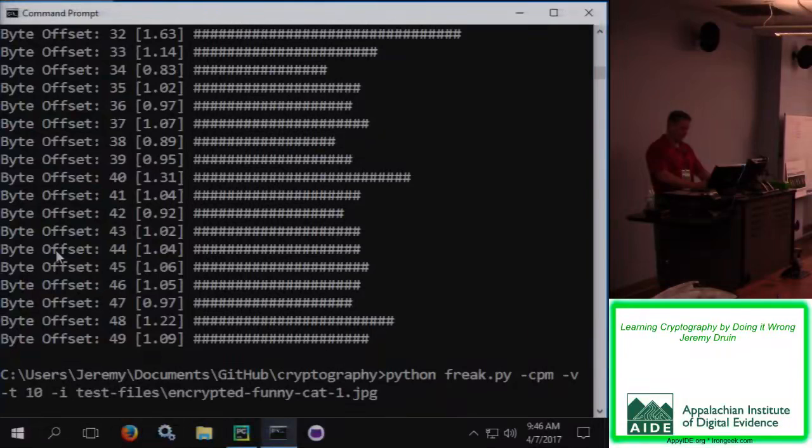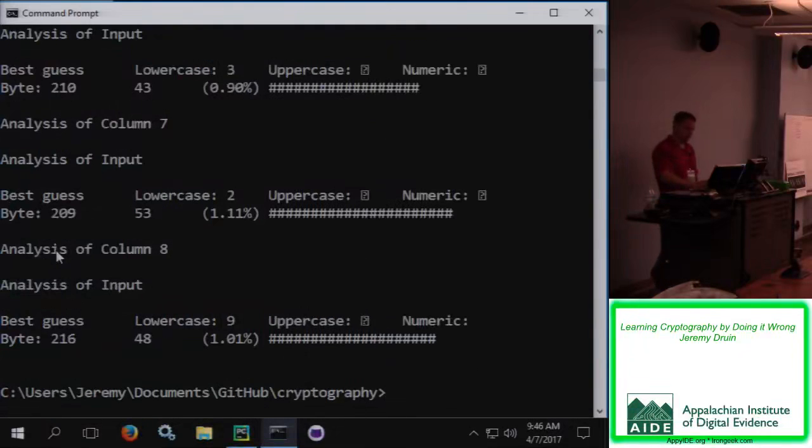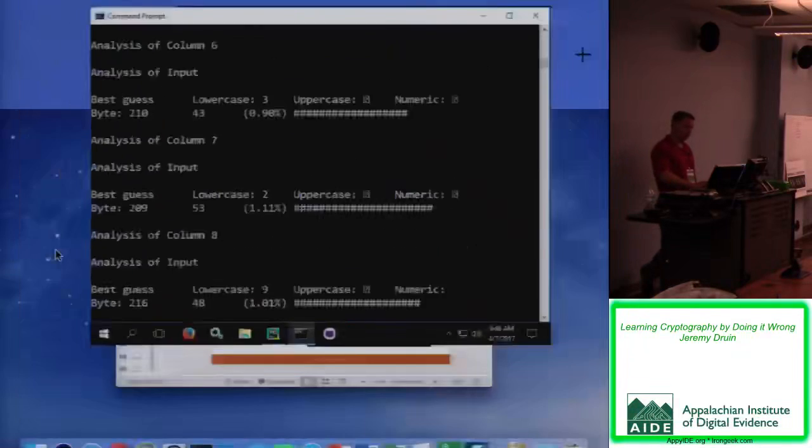All right, so from our previous example, I'm going to change T to 1. I'm only interested in the most popular byte. I don't really need to look at the top 10 bytes anymore. I'm going to add the G for guess, and I'm going to add the COL or columns, and I'm going to put in 8. And I have to put in 8 because the IOC exercise told us that the password was 8 characters long. All right, and let's look at the results.